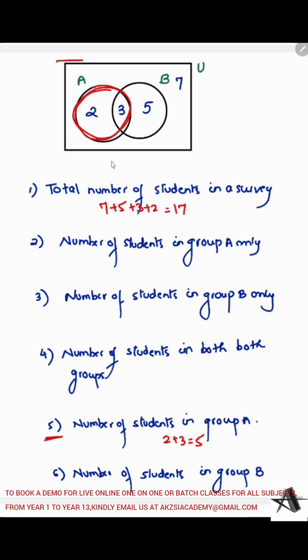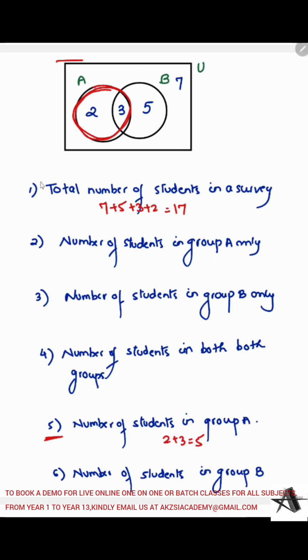But the 3 is lying in the intersection of two circles, which you can clearly see here. Actually, out of 5, 3 students are part of the other group as well. Wherever they intersect, it means they are sharing both. So if 3 students are at the intersection of A and B, that means 3 students are part of both groups. So though the total students in group A are 5, 3 of them are part of group B as well.